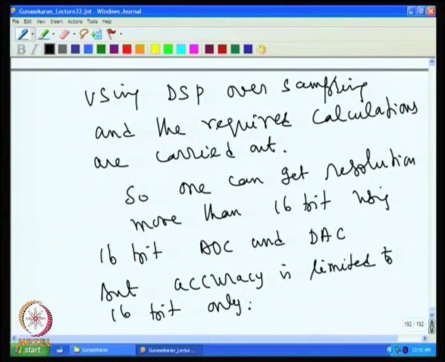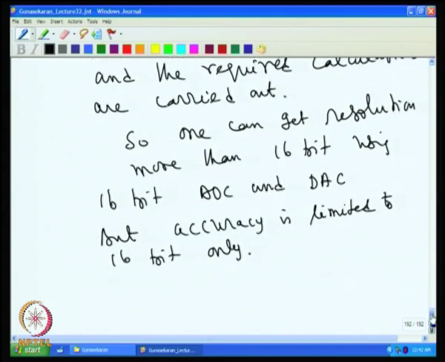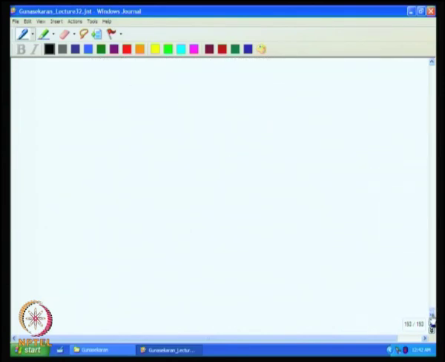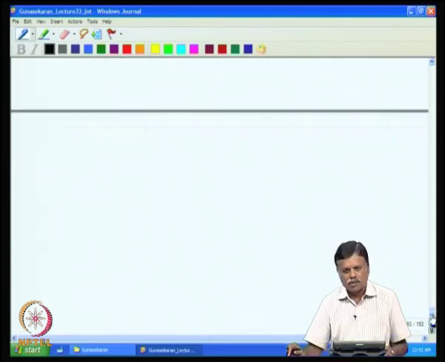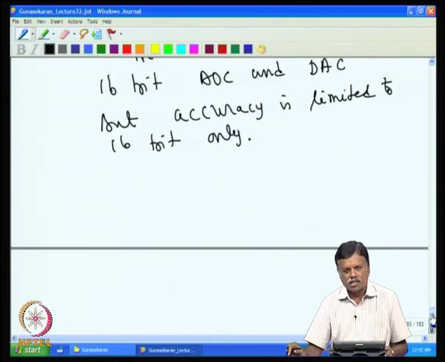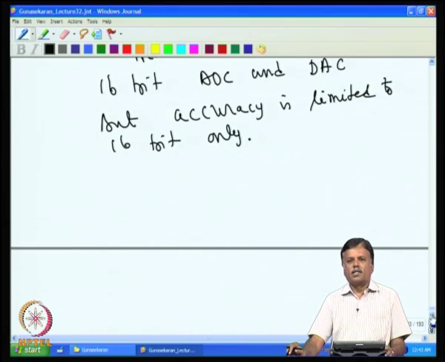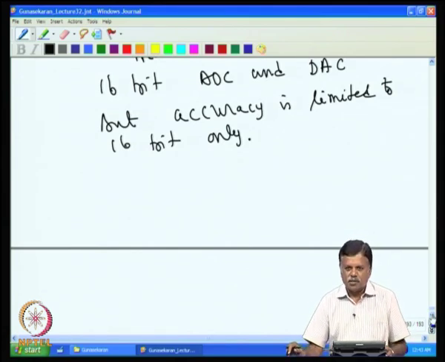So, this kind of ADC can be used in signal processing, for example audio and video processors, where accuracy is not a prime concern, the resolution is all that matters. In those applications, higher bit resolution can be easily obtained using sigma delta ADC. So, this is how the sigma delta ADC works. There are different types of sigma delta ADCs, which I am not discussing here.